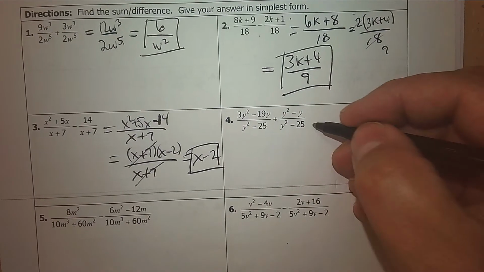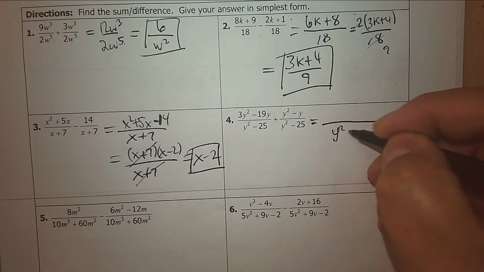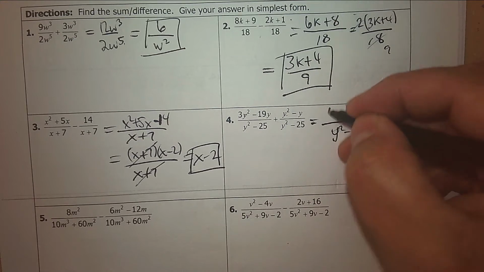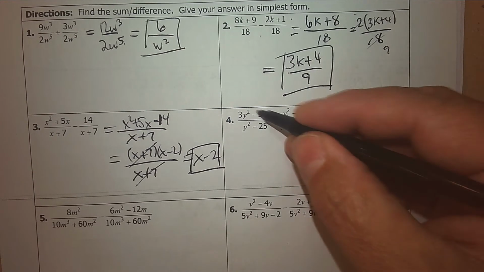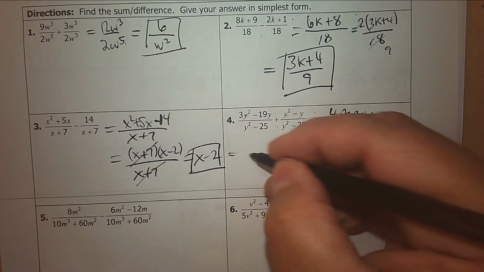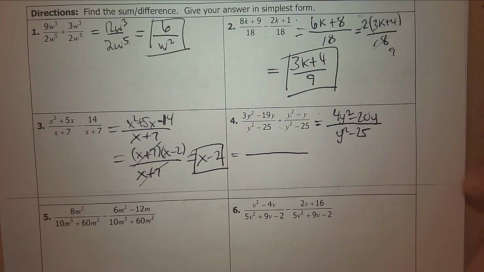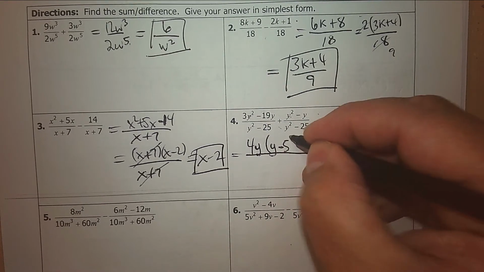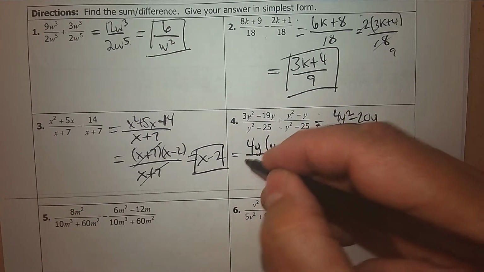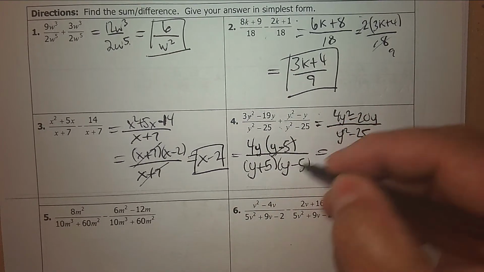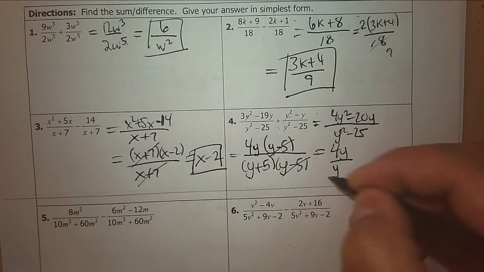Again, we have common denominators. So we're going to add. We're going to add. So be careful there. We're going to do some factoring now. So the numerator, they have a common 4 and a y. And what's left over is y subtract 5. The denominator is the difference of squares. So y plus 5, y take away 5. And then strike out, and you're left with 4y over y plus 5.